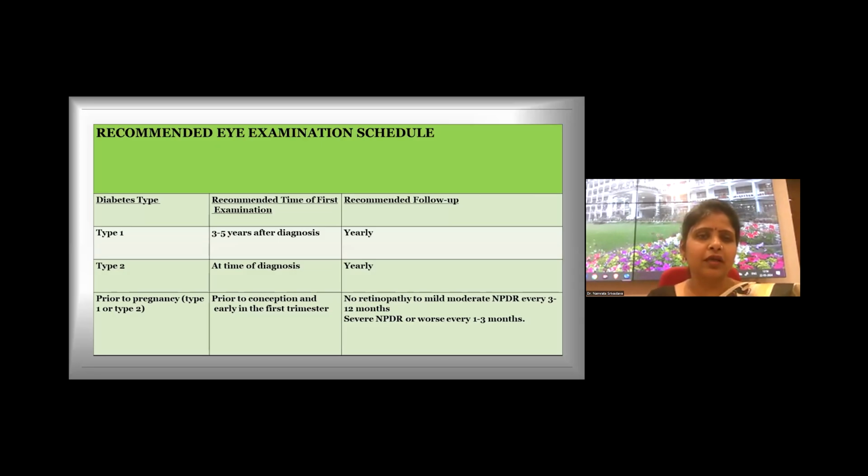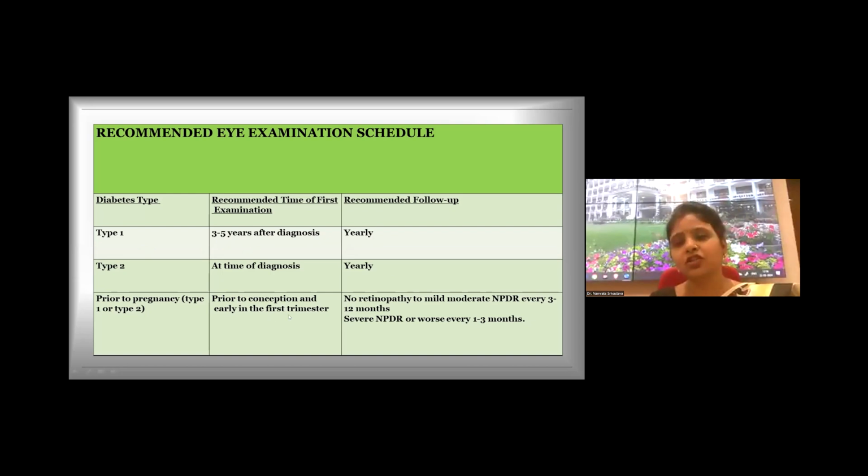What are the recommended eye examination schedules? For type 1 diabetes, the first examination is 3 to 5 years after diagnosis, and follow-up is yearly. For type 2 diabetes, the first examination is at the time of diagnosis, and follow-up is yearly. And if gestational diabetes occurs, then the first examination is prior to conception and early in the first trimester.